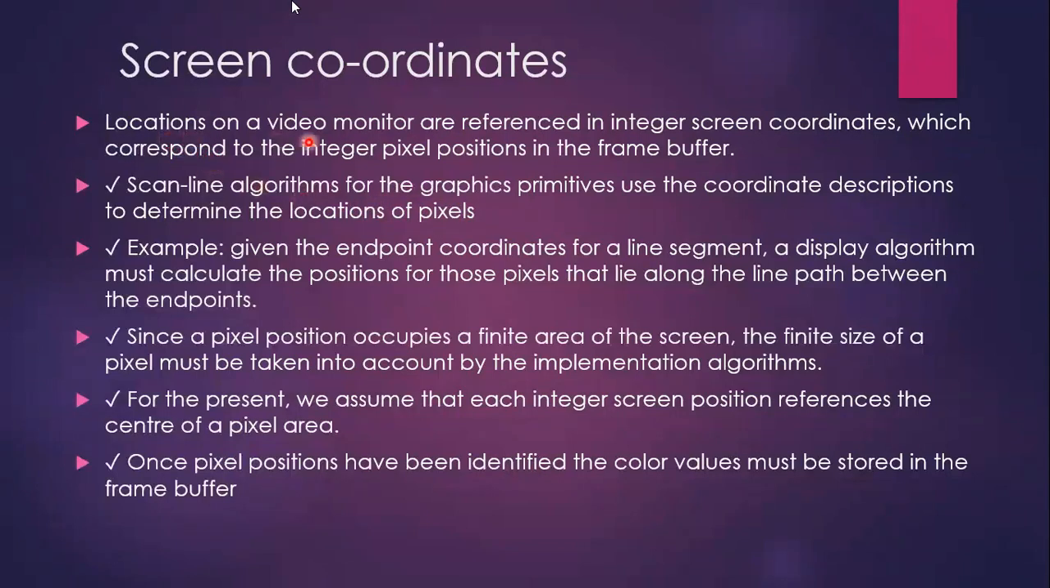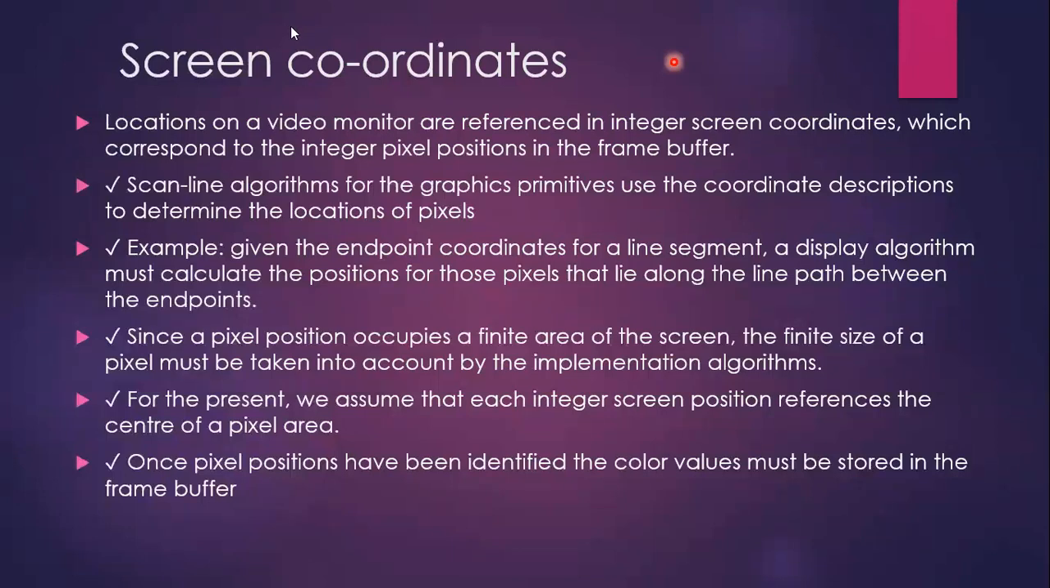So here, locations on a video monitor are referenced in integer screen coordinates, which correspond to integer pixel positions in the frame buffer. So whenever you are representing screen coordinates, they will be in the form of integer values, and this represents the pixel positions in the frame buffer. I said that when you have the world coordinates initially, the object is represented using world coordinates, and these finally will be converted to screen coordinates when it has to be displayed on the screen.